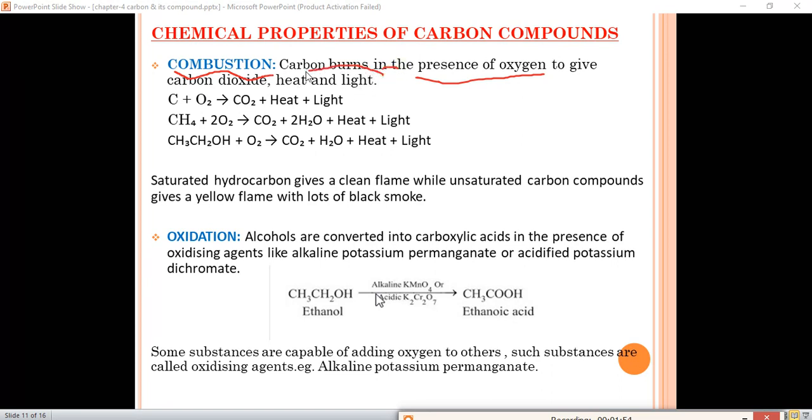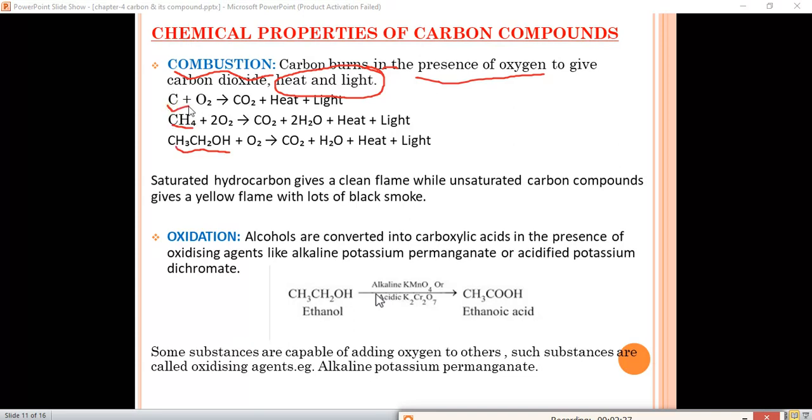As heat and light are evolved in this reaction, many of the fuels contain carbon. Many of the fuels which we use in our everyday life contain carbon, because carbon has the property that when it burns in the presence of oxygen, it gives us heat and light. So these are the different reactions we will study under combustion reaction. Carbon, when it combines with oxygen, what will it give us? Carbon dioxide, heat and light. Likewise for methane, CH4, when it combines with oxygen, it will give us carbon dioxide, water, heat and light. This is ethanol, CH3CH2OH. When this ethanol reacts with oxygen, it will also give us carbon dioxide, water, heat and light. So all these compounds contain carbon.